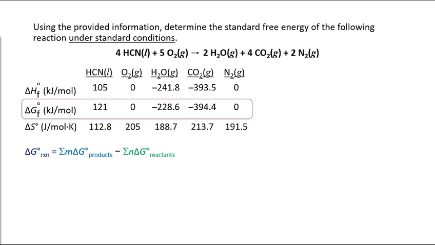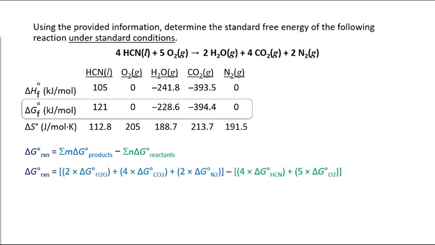Whenever you have 4 HCNs and 5 O2s, you need to multiply these values times that number of moles in order to get the correct answer here. Just breaking this down, and again, follow my color-coded system here: all of my products are my H2O, my CO2, and N2, so take the sum of all of their delta G's, and then do the same thing for the reactants. Take the sum of your 4 HCNs and your 5 O2s and subtract. Here, you need to pay special attention to the coefficient, or the number of moles, of these products and reactants.